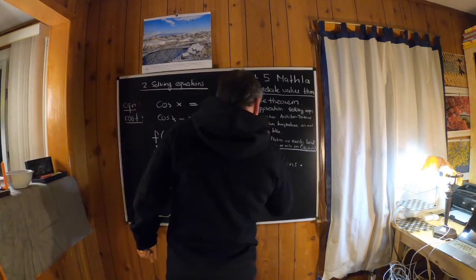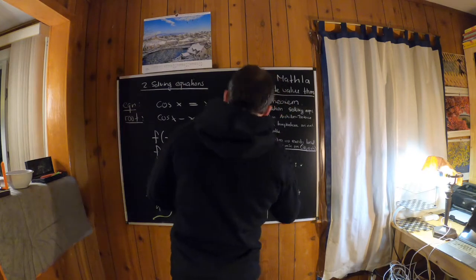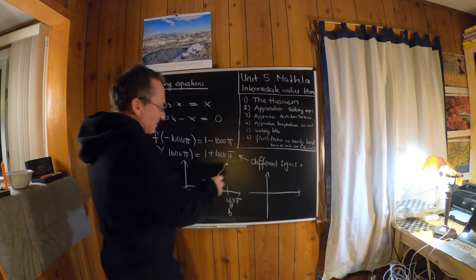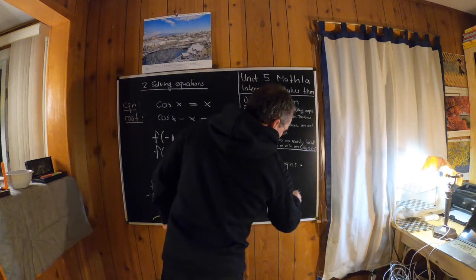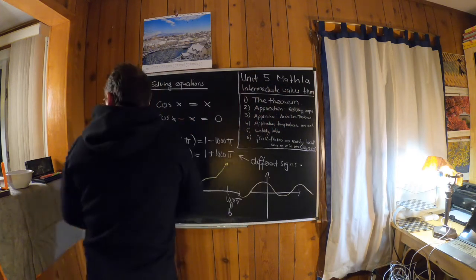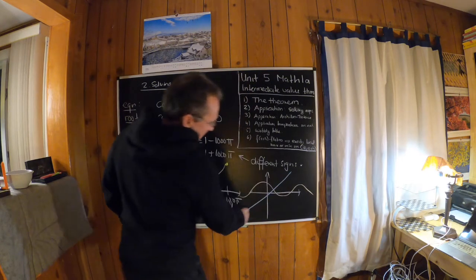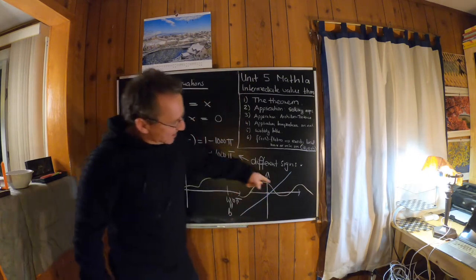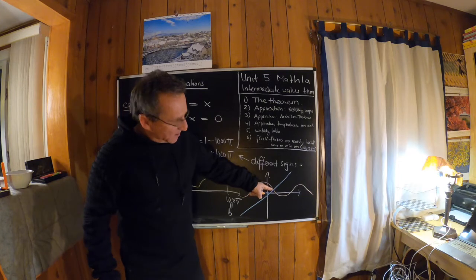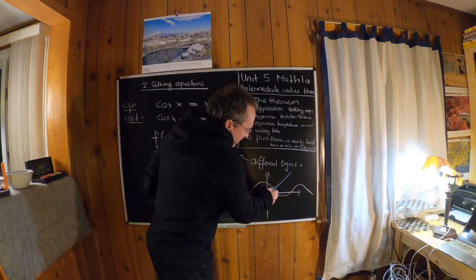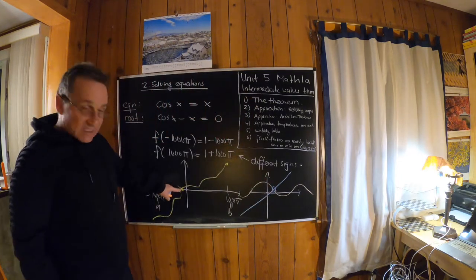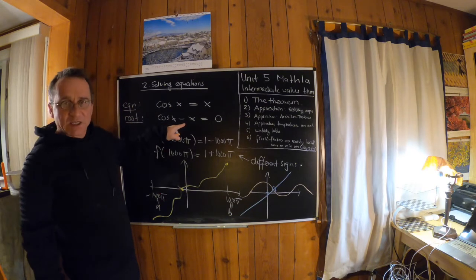It's actually something we can also visualize if you look at the graph of cosine x, which is here, and then you look at the graph of x, which is here. So cosine x and x have an intersection somewhere. These graphs have an intersection somehow. And that is a root for this equation, cosine x minus x.